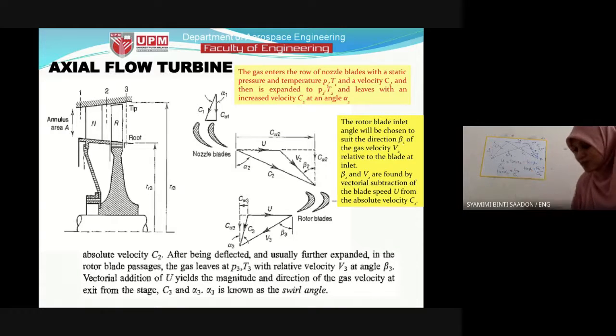So we use this one, U over CA, because we know alpha 2, we want to calculate beta 2, so we get beta 2 39.6 or around 40 degree. Beta 2 is 39.6 degree, from this relation.